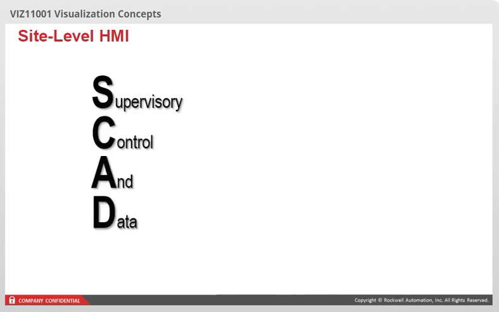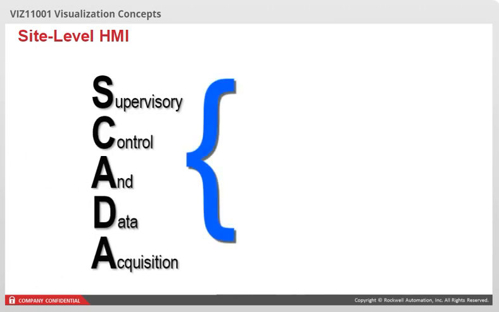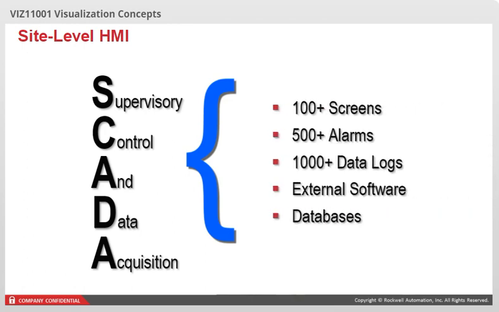For larger applications, the HMI tends to be an open system. In other words, it runs on a standard Windows computer to provide users with more flexibility in software options. Some customers still refer to these systems as supervisory control and data acquisition, or SCADA for short. A typical SCADA system requires more than 100 displays, more than 500 alarms, over 1,000 data log elements, and perhaps additional software tools and databases.